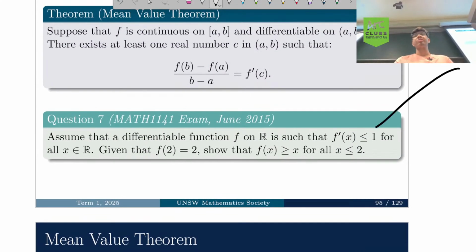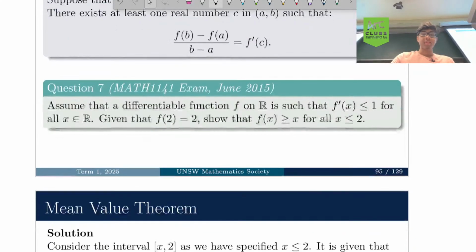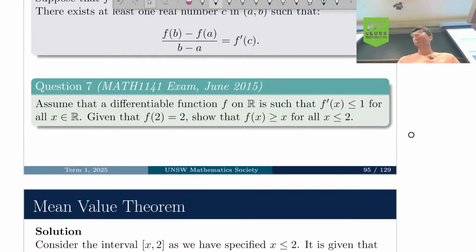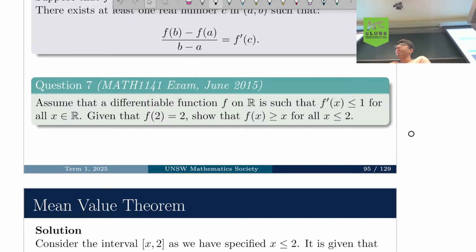Actually, firstly, are there any questions with how the mean value theorem works? This is a pretty important one. Yeah? Okay. So are there any issues with the stream? Are you able to check? Seems good. Seems good? Cool.